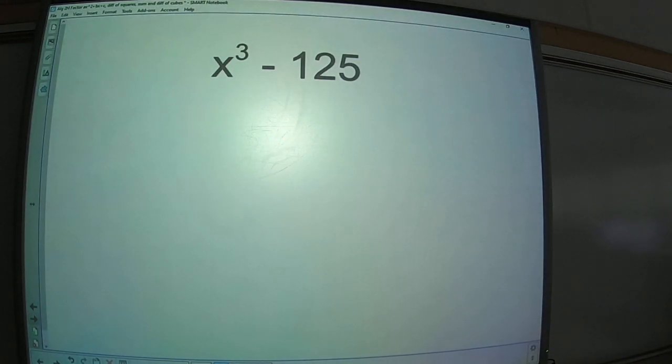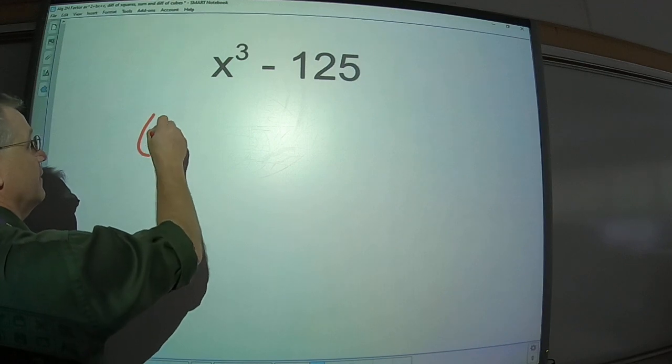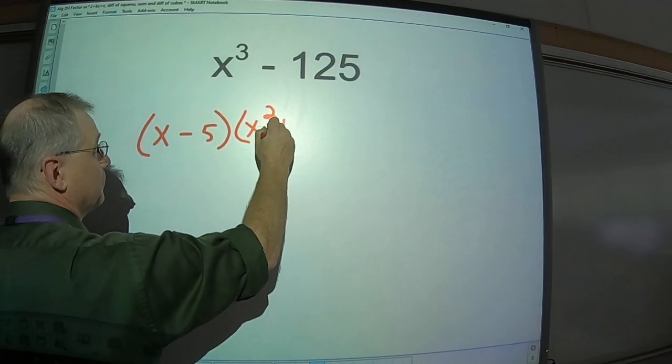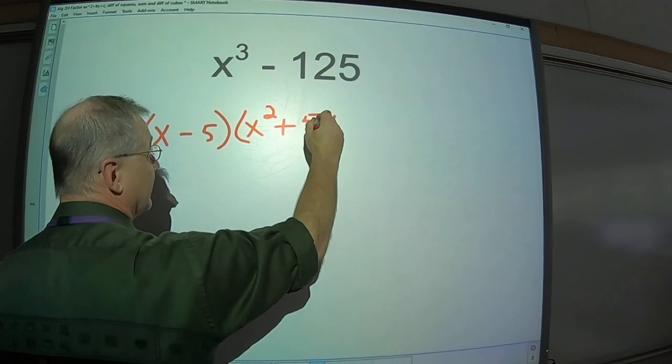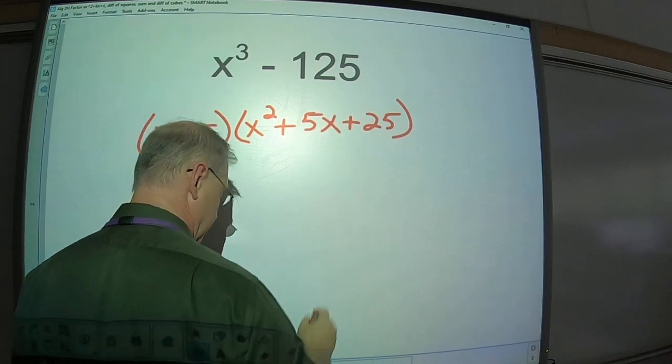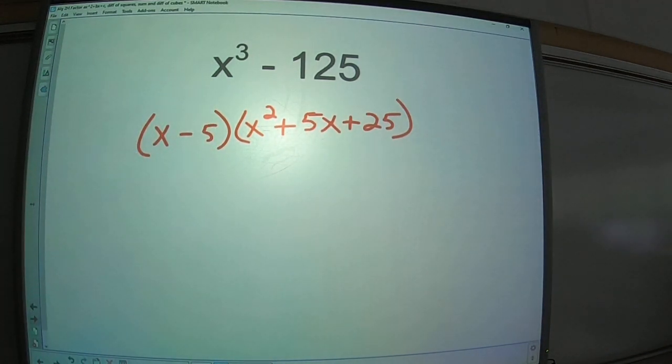All right, you try this one. See if you can do it. Now that you've done it, x minus 5, x squared plus 5x plus 25. There's your answer. And that's it for today.